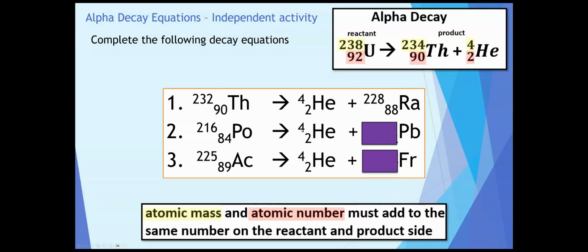Same here. 4 plus 212 will give us 216. And 2 plus 82 will give us 84. And then we've got this one. 4 plus 221 will give us 225. And 2 plus 87 will give us 89, which is why we've got these. That's the sort of question you could be given in your exam to fill in those gaps.